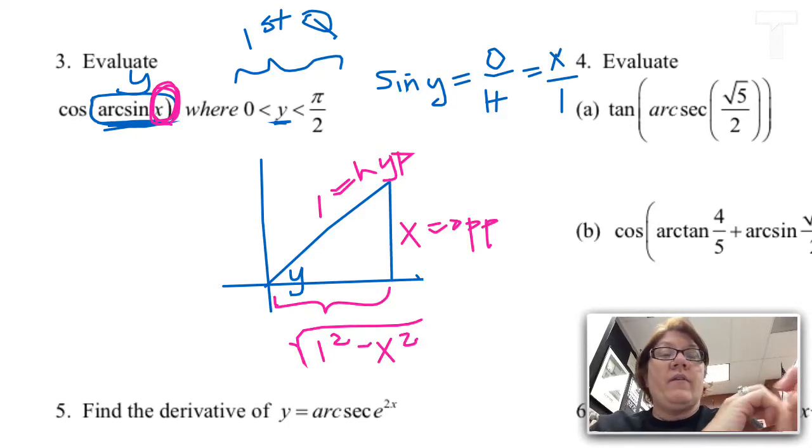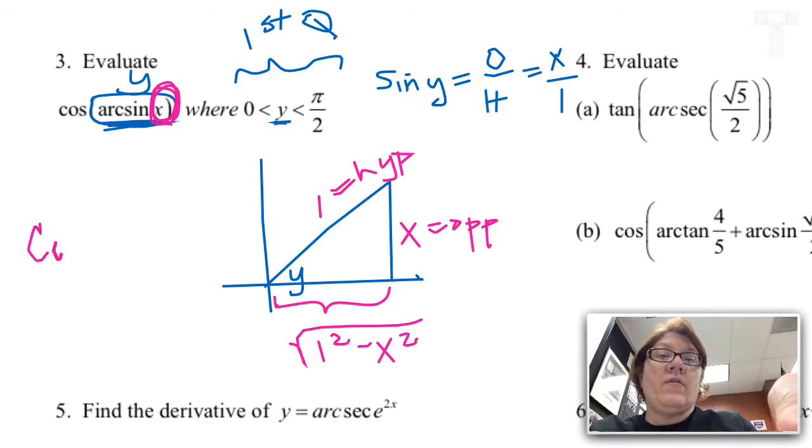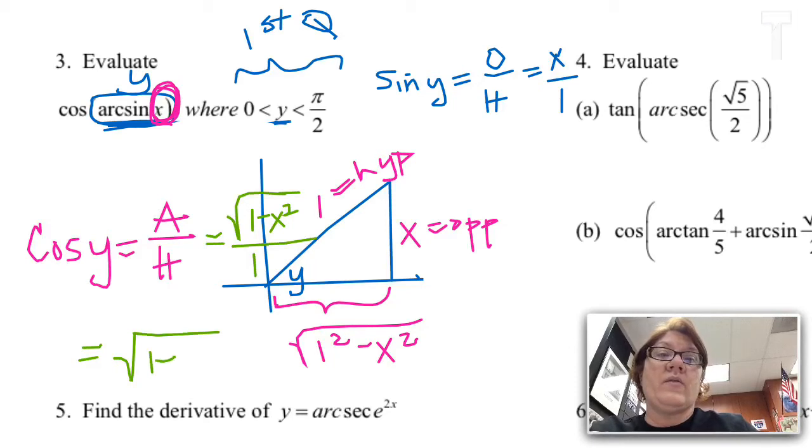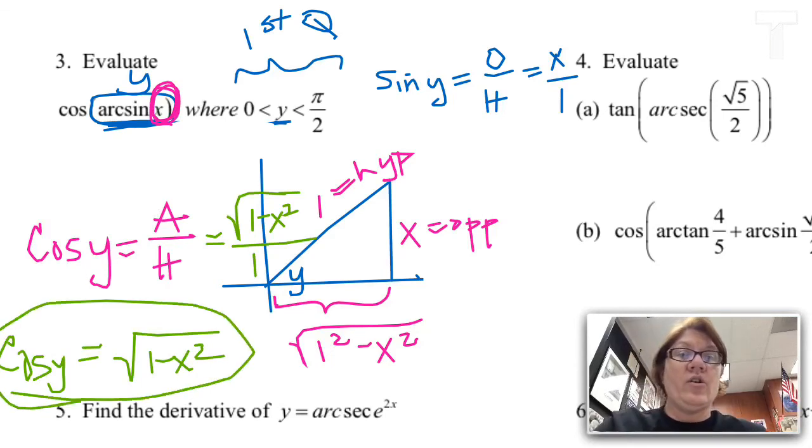And so now if I want to find the cosine for this angle, angle y, that would be adjacent over hypotenuse. But the adjacent side I just labeled is the square root of 1 minus x squared, and the hypotenuse is 1. So I could just say the square root of 1 minus x squared. Final answer.